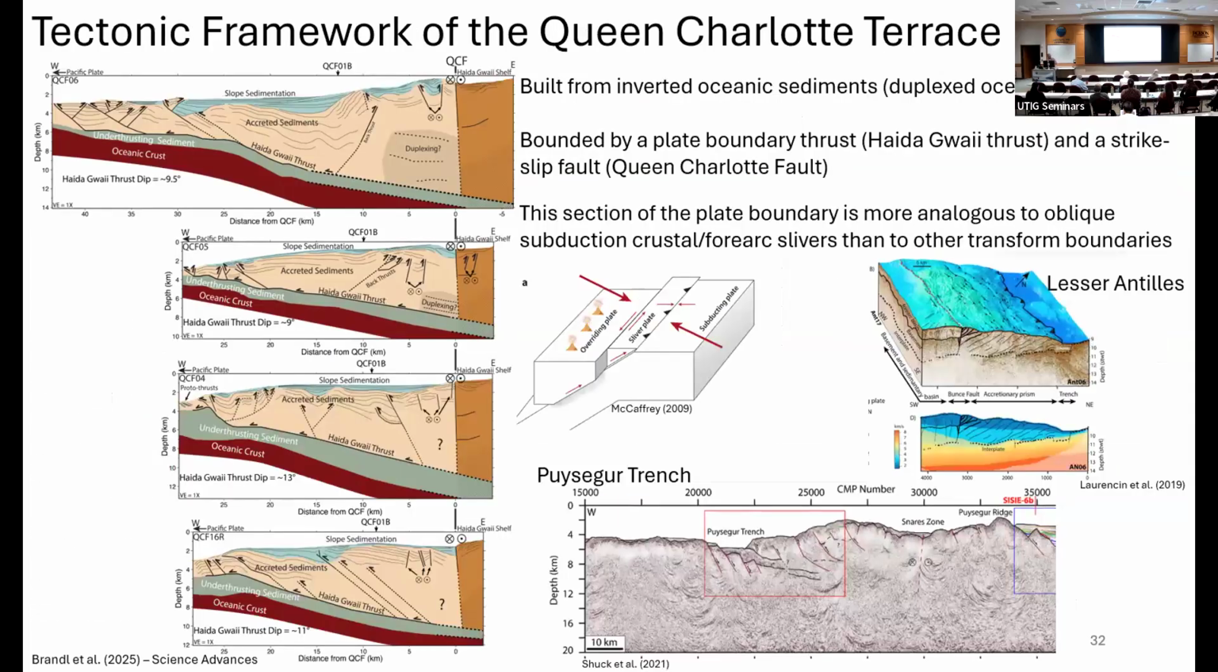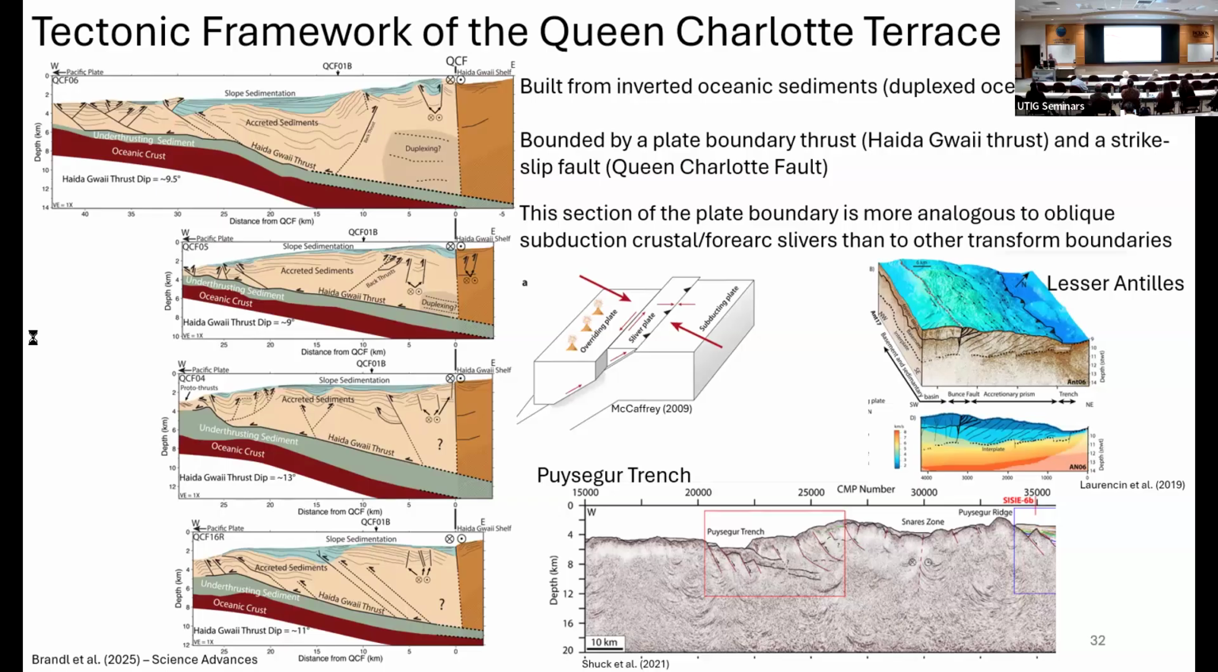And the culmination of most of this imaging is a better understanding of the tectonic framework of the Queen Charlotte Terrace. With our depth-converted profiles and these conceptual or interpretive cross sections, really the Queen Charlotte Terrace is built out of mostly accreted sediments. There's some slope sedimentation. There might be some places that have some duplexing, whether it's sediments or oceanic crust. But predominantly inverted oceanic sediments build the terrace out.